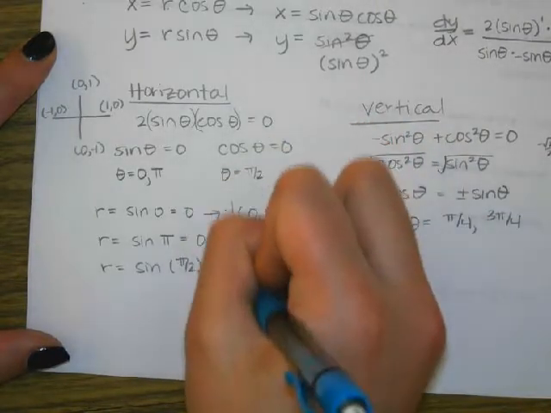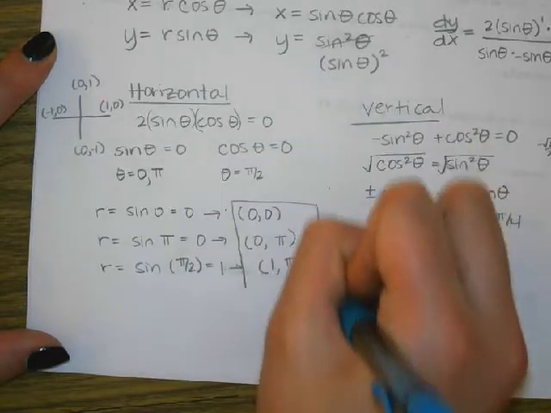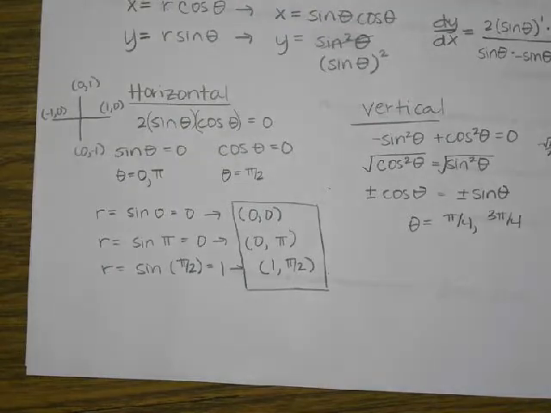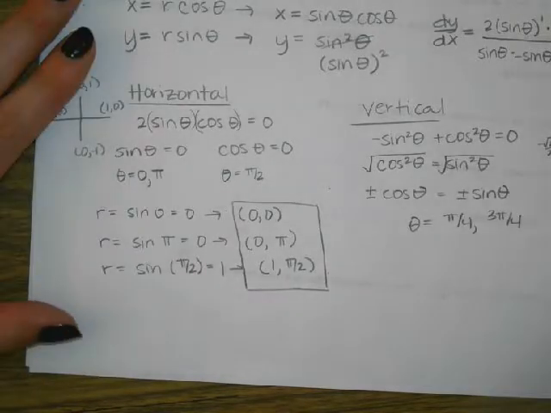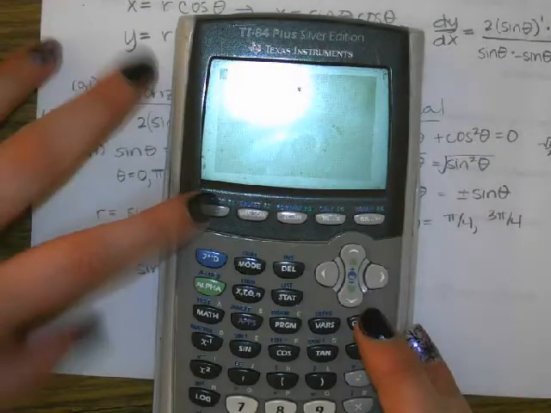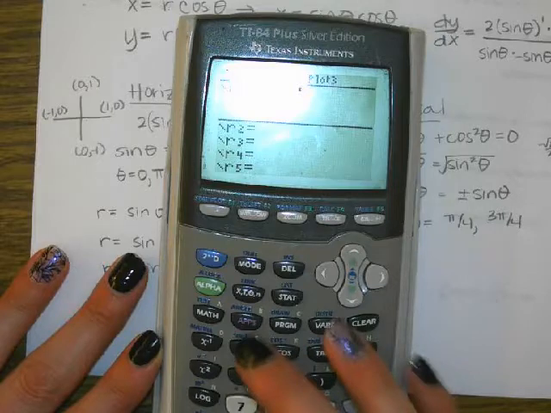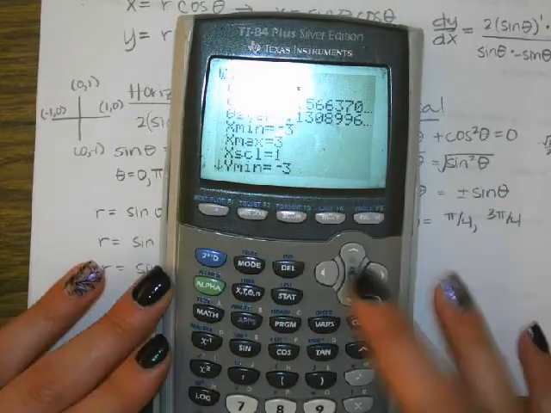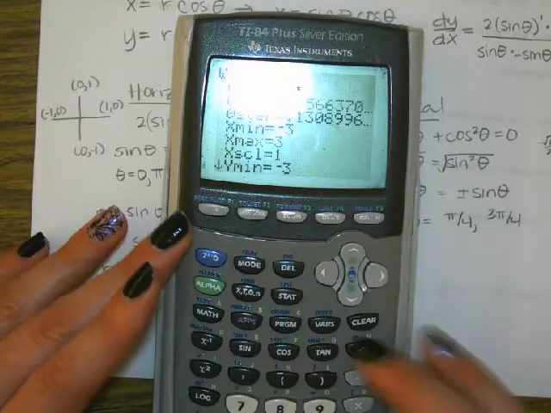So if we were to graph r equals sine theta in our calculator, we would expect to see horizontal tangent lines at 0, 0, 0, pi, and 1, pi halves. Shall we check it to make sure that makes sense? So r equals sine x. My window is going to go from 0 to pi, because that's the only interval we have.